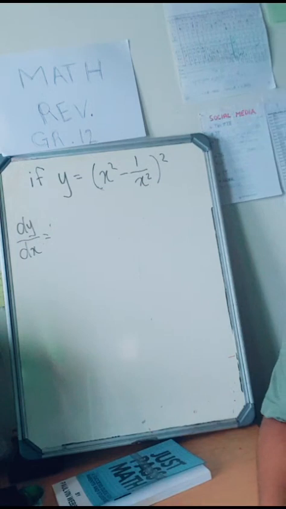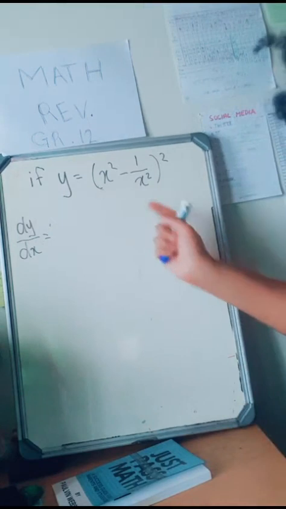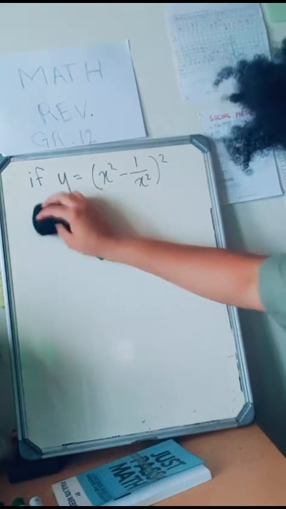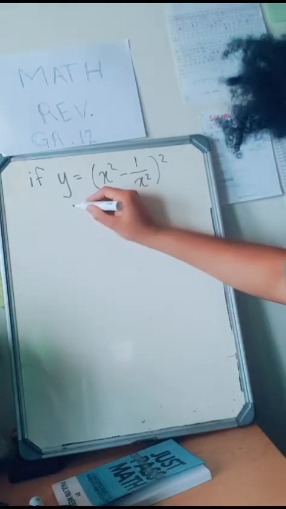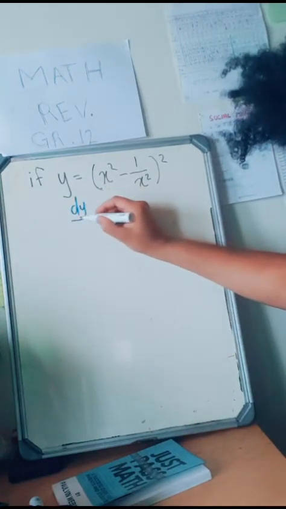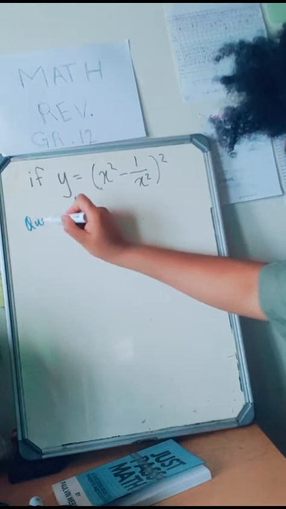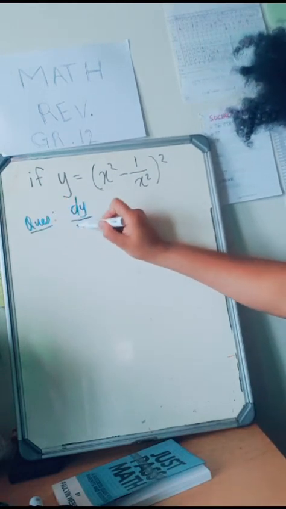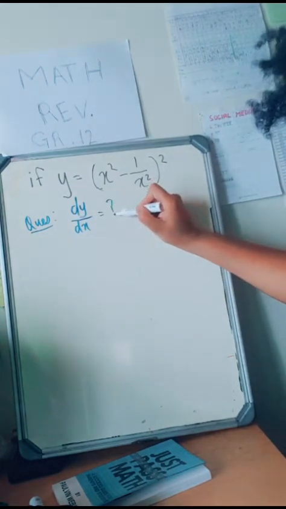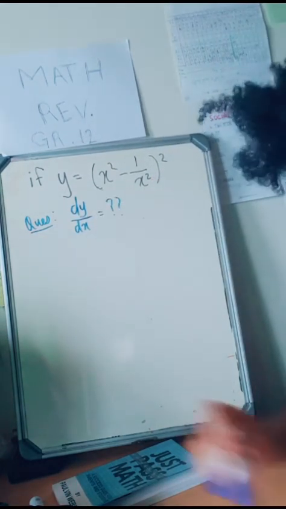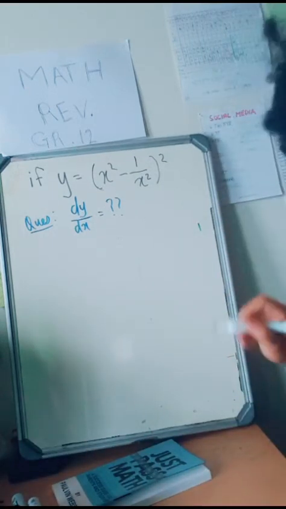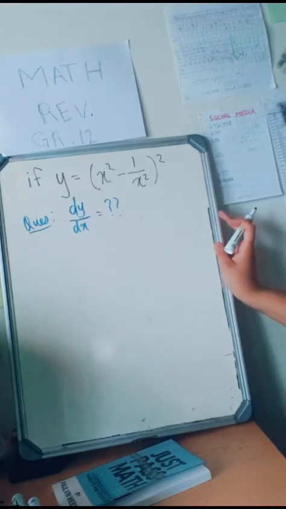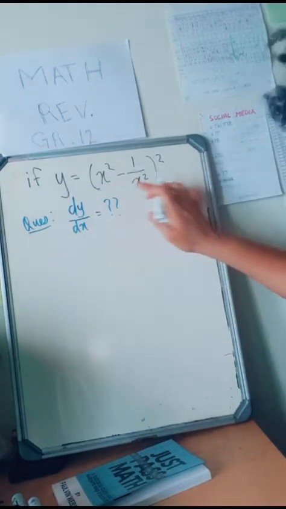So what I will do is first simplify this. Let me just erase that there, okay? And just in case somebody pops in here and wonders what we're doing, this is the question: dy/dx. Okay, I'm going to use green. So first I will simplify that.